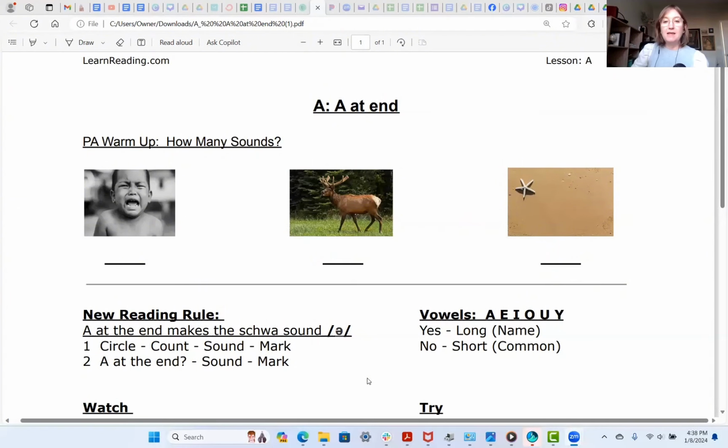Sand. Now, how many sounds? We're going to get a little bit harder this time. Last one, seashell. Count the sounds in seashell. Take your time.